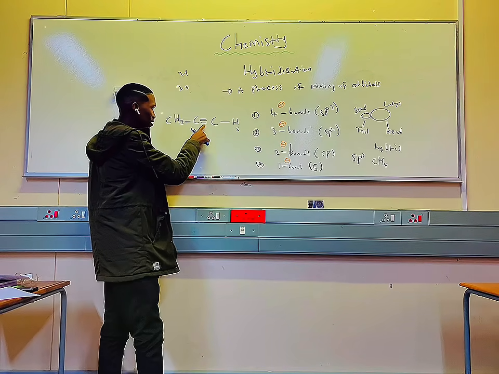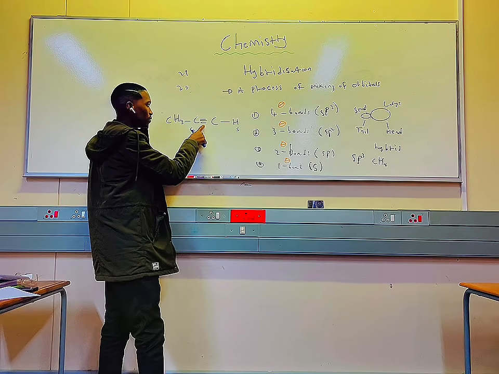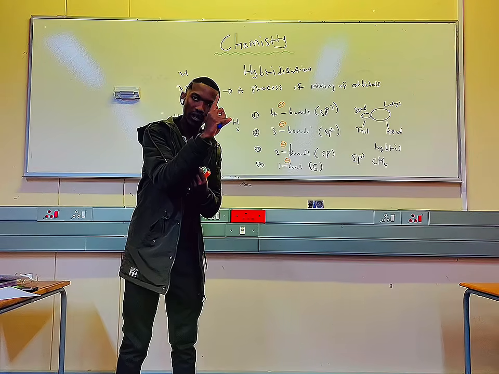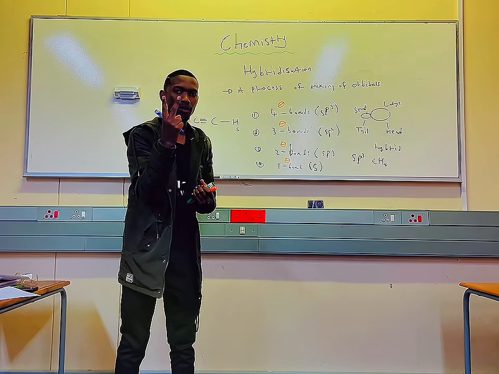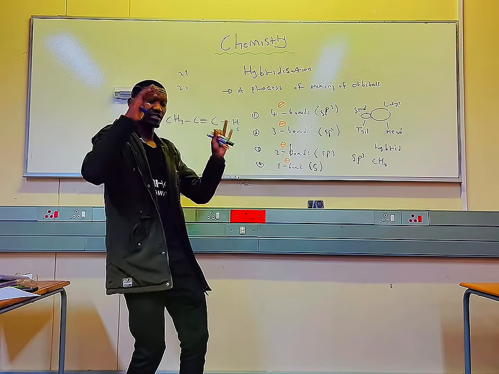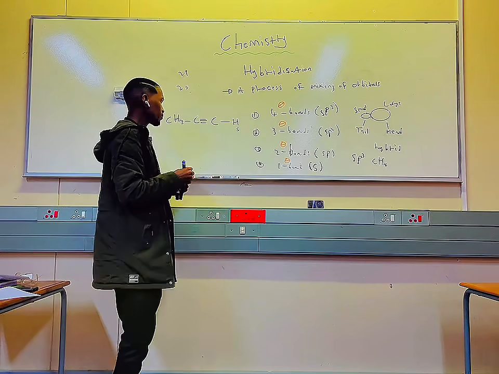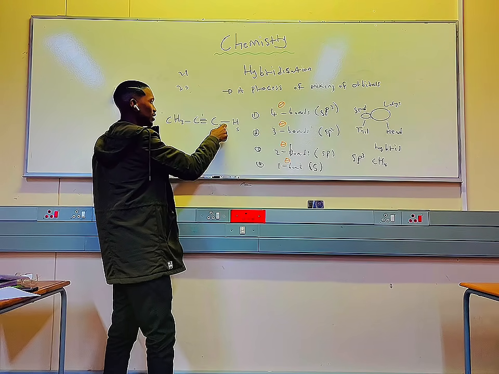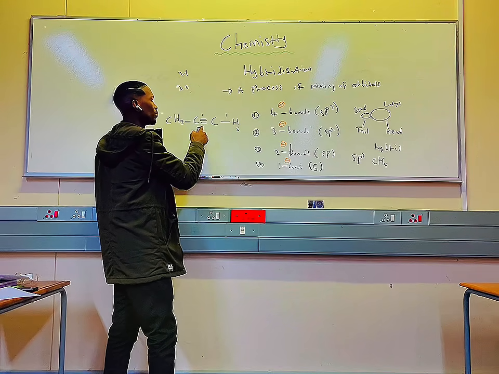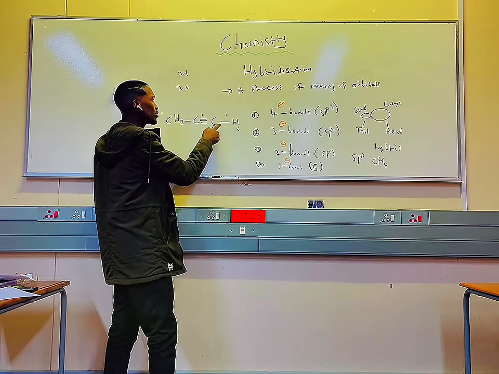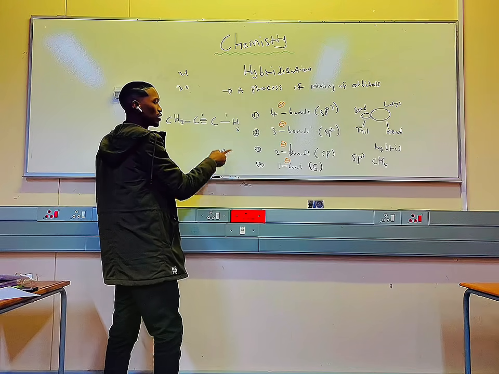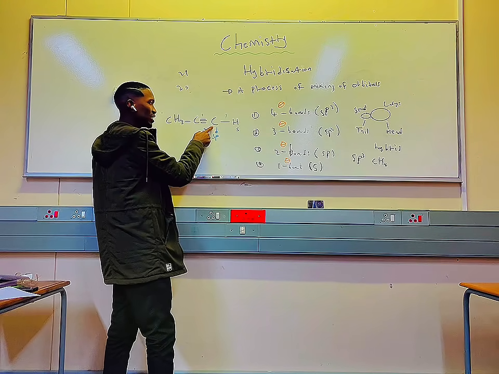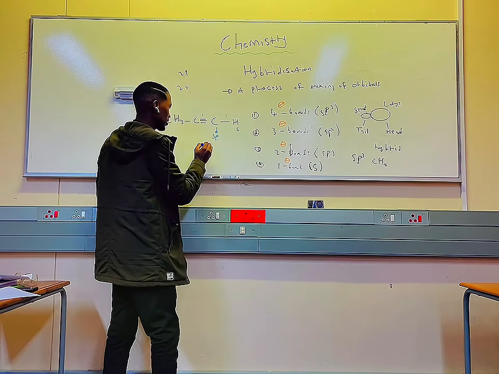So now, how many pi bonds do we have here? We have 2 pi bonds, because a double bond has 1 pi bond and a triple bond has 2 pi bonds. So you can see there's hybridization there. We have 1 sigma bond here, and another one here. If this carbon has 2 sigma bonds, who is that? sp. So this carbon is sp hybridized.